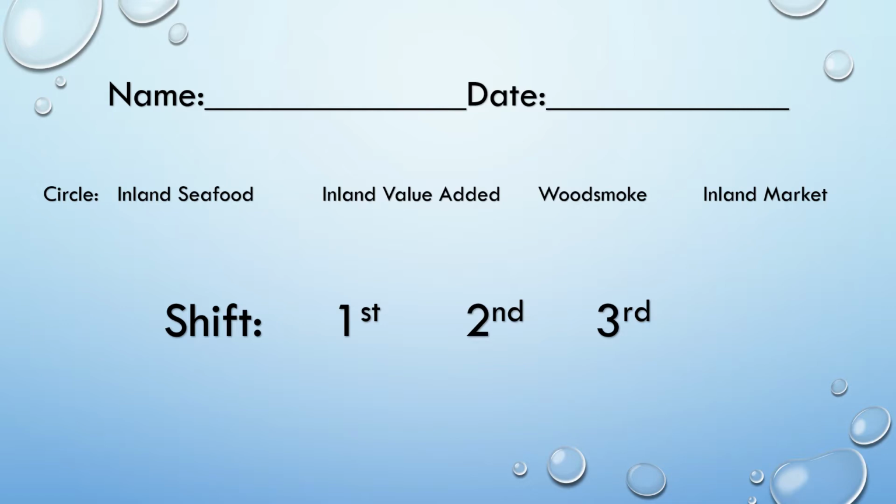Now let's take our quiz. Please write your first and last name inside of the name slot. Then add today's date in the date slot. Next, circle the company that you work for. And finally, circle the shift that you work on.